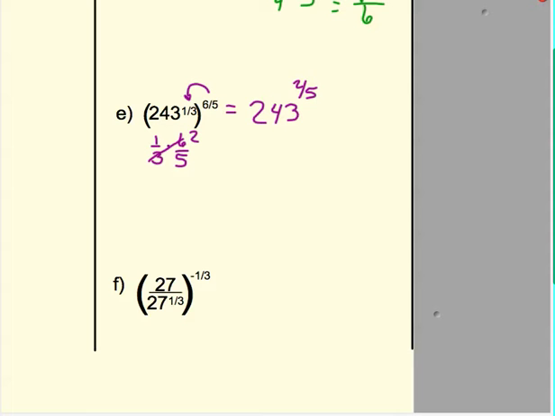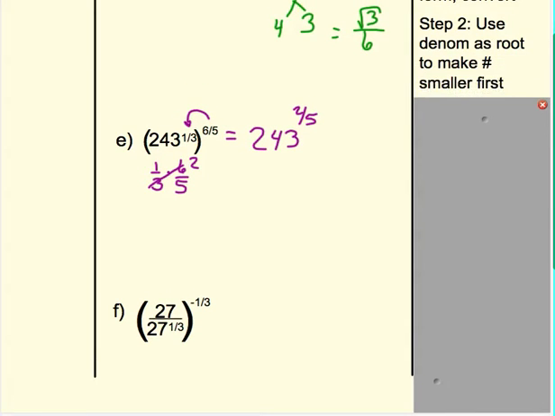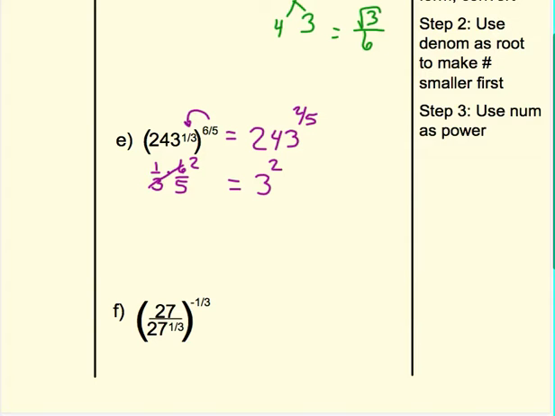So this is where I'm going to follow my steps. I'm not going to convert to radical form. I'm going to use the denominator as a root to make my numbers smaller. The 5th root of 243 is 3. And then 3 squared, now I'm going to use my numerator as a power, gives me 9.